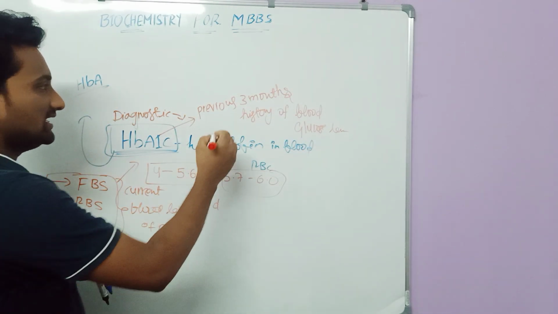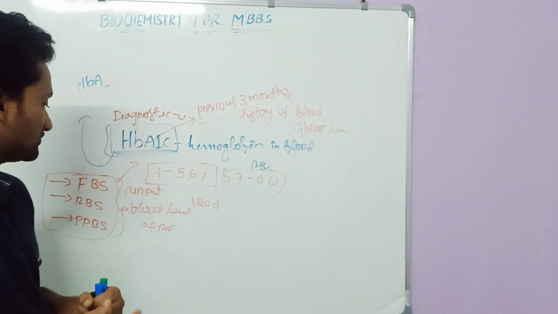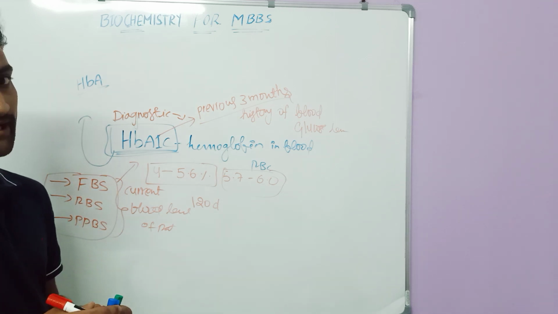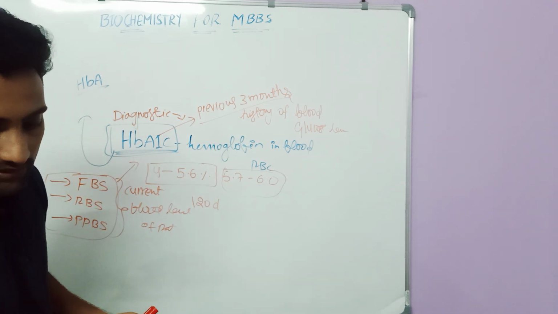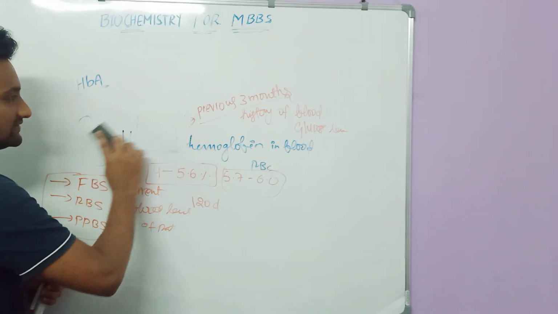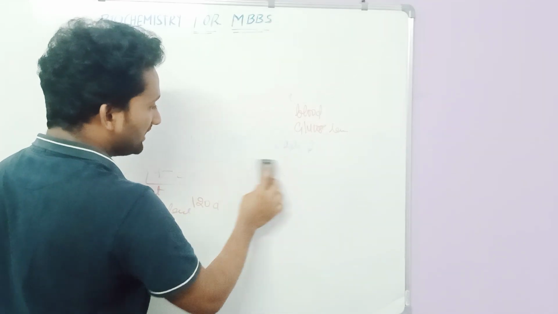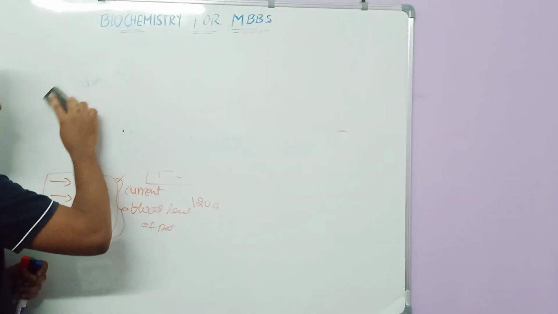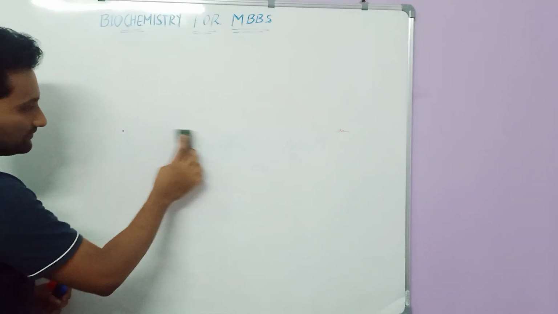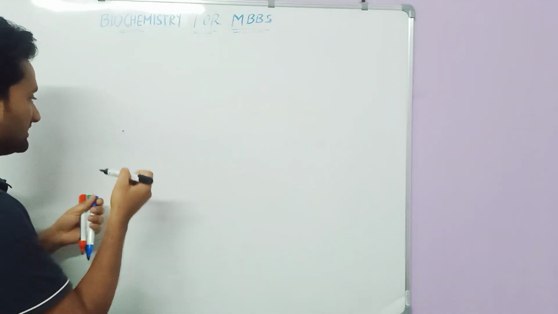So why 3 months? Why does HbA1c give a 3 months history of blood glucose? Why do these other three not give a 3 months history of blood glucose? Because, we'll tell you the HbA1c importance, how it gives a 3 months blood glucose history. In general, as I told you, hemoglobin will be present in our RBC only, right? So what happens in diabetic patients?